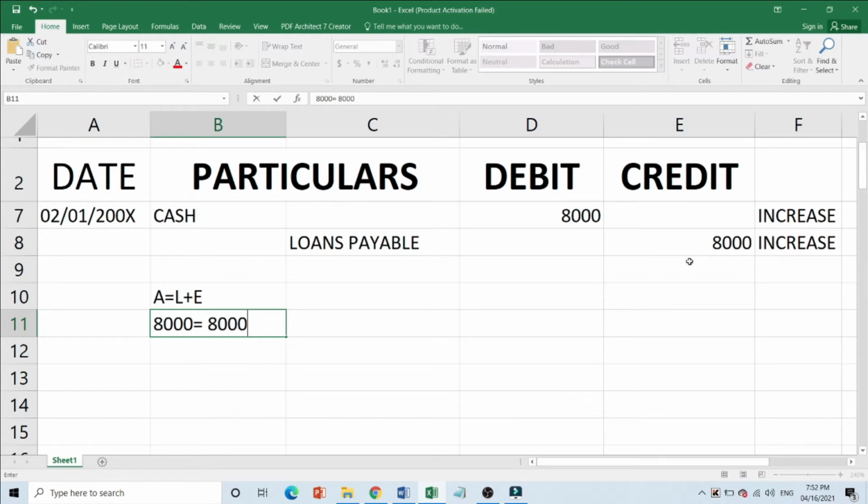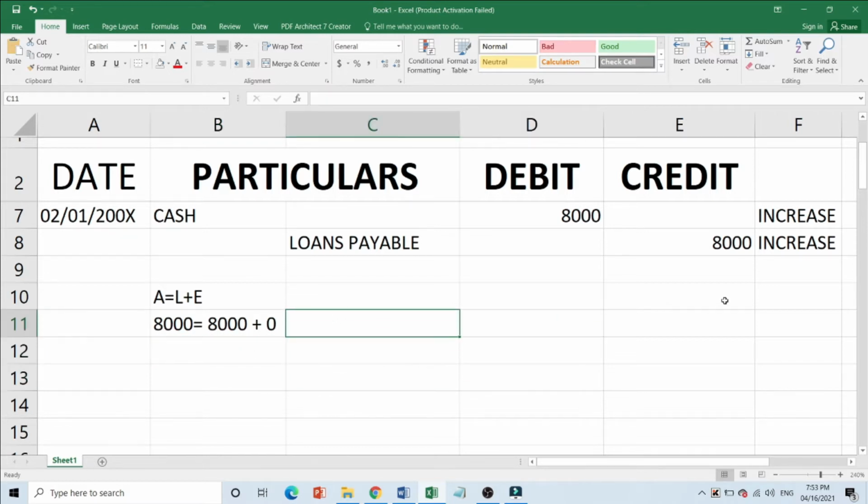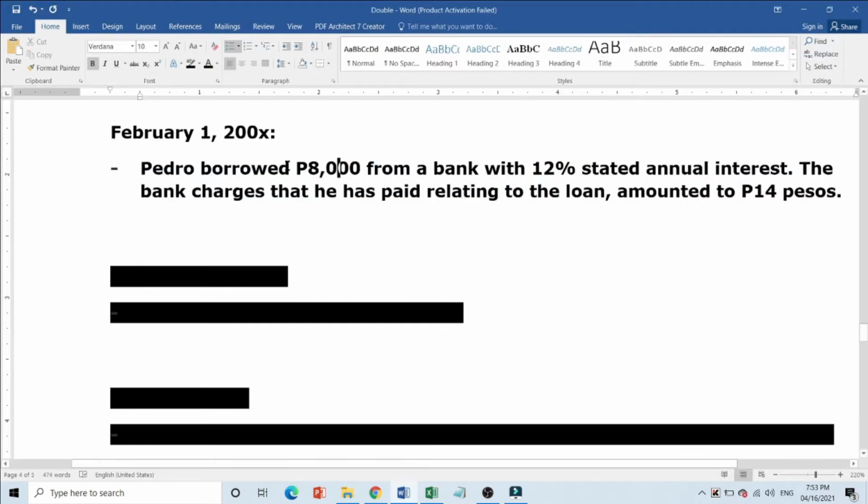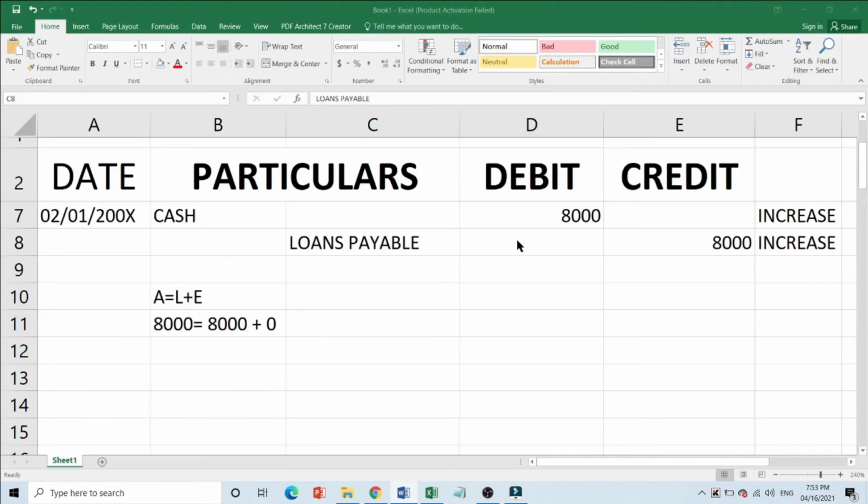How about the equity? May effect ba sa equity? Wala, it's 0. So 8,000 plus 0 is 8,000. 8,000 is equivalent to 8,000. Therefore, our accounting equation is still equal. So, tama ba na loans payable ang ginamit natin? Yes. Since hiniram natin siya, or humiram tayo ng fund from the bank.